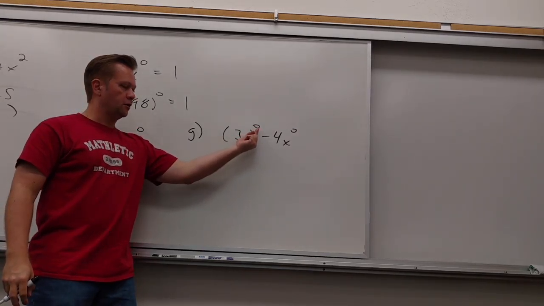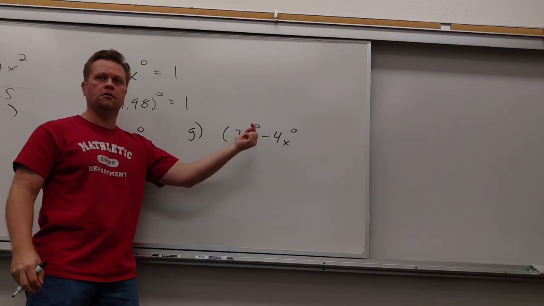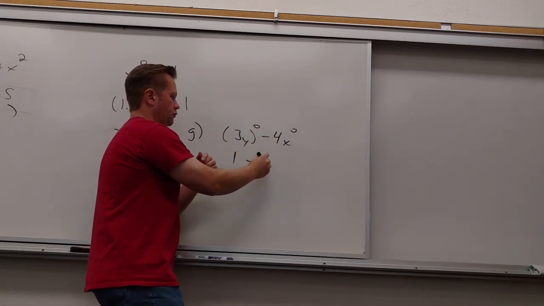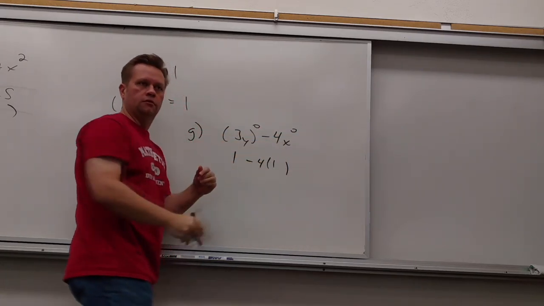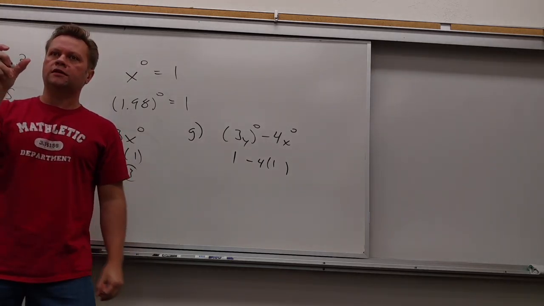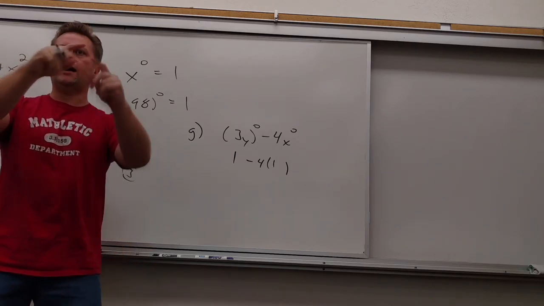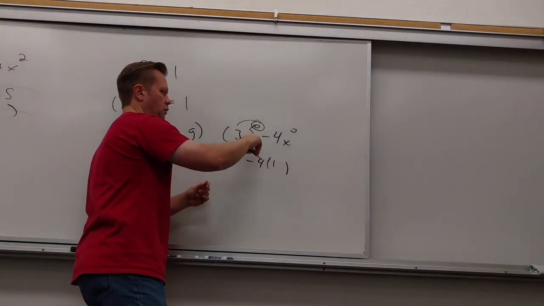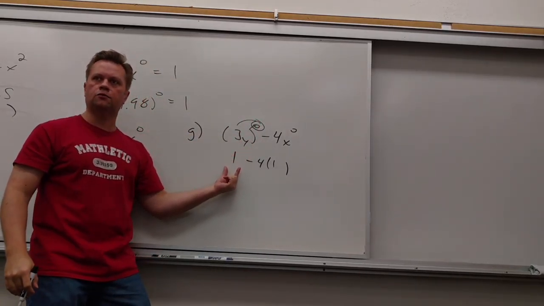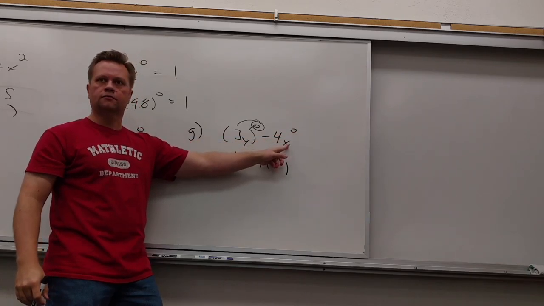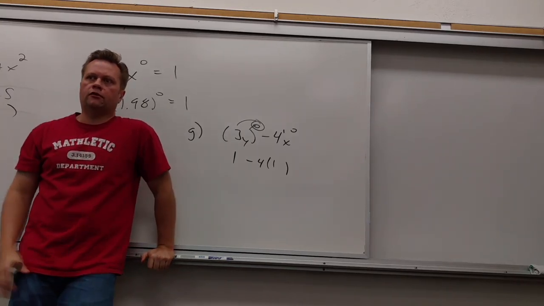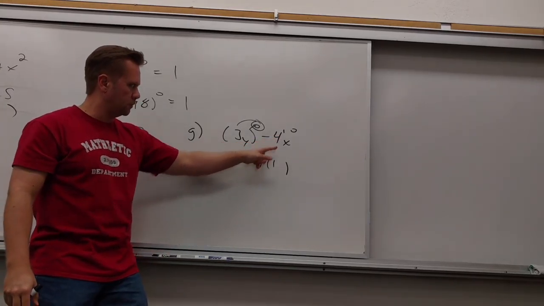What's anything to the 0 power? 1. So what's 3y to the 0? 1. But what's being raised to the 0 power over there? So this is minus 4 times, what's x to the 0? 1. And then 1 minus 4 is negative 3. So those parentheses are so important. They tell you how much this is affecting. This affects both of these, so they both become 1, and the overall answer for that is 1. This 0 only goes to the x. What's the 4 being raised to? 1, an understood first power that we would almost never write. So that's why there's a 4 still there, but x to the 0 is 1.